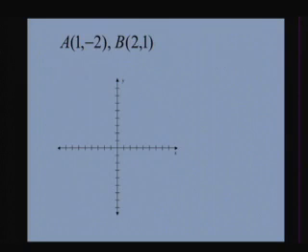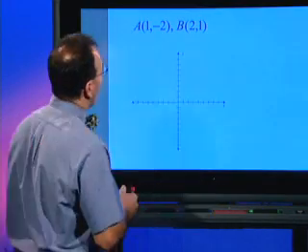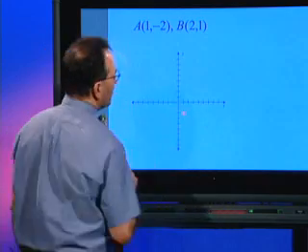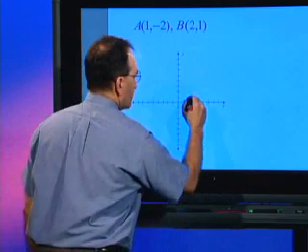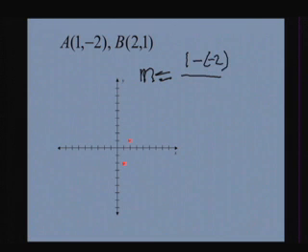So let's take the first one. The first thing to do is to plot those points. So let me plot 1, comma negative 2, which would be right here, and 2, comma 1, which would be right there. The next thing we were asked to do is to find the slope. Now, the slope is equal to m equals delta y, which is the change in the y's, so we have to subtract the y's. So we'll have 1 minus a negative 2 over the change in the x's, which would be 2 minus 1.